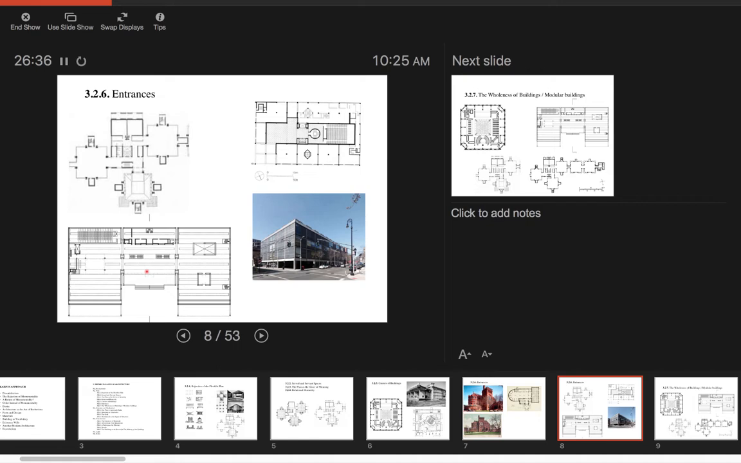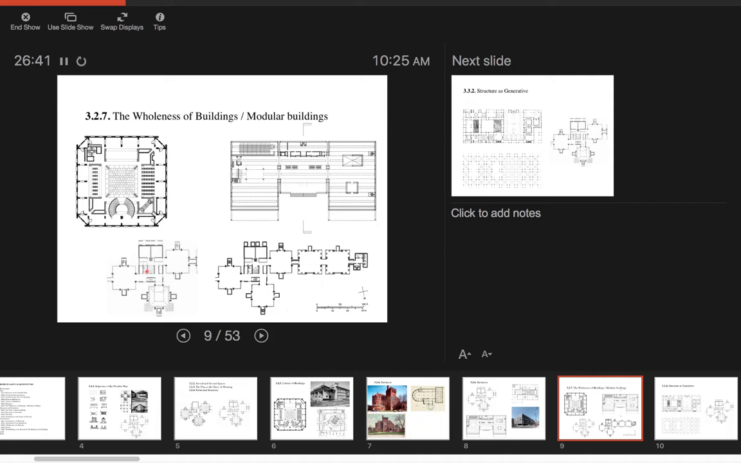The wholeness of buildings and modular buildings, Kahn does both. So here's Exeter Library. There's no way to expand this building. You can't put a wing on over here. Now, the library's getting bigger or shrinking. Once you have computers, maybe you don't need as many books and magazines.